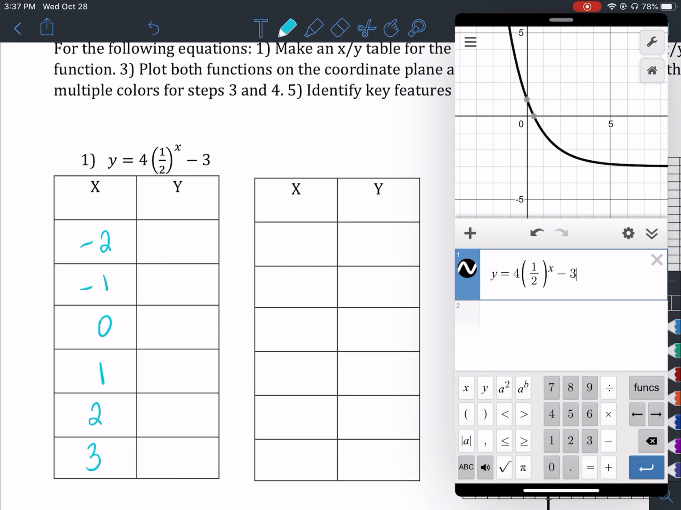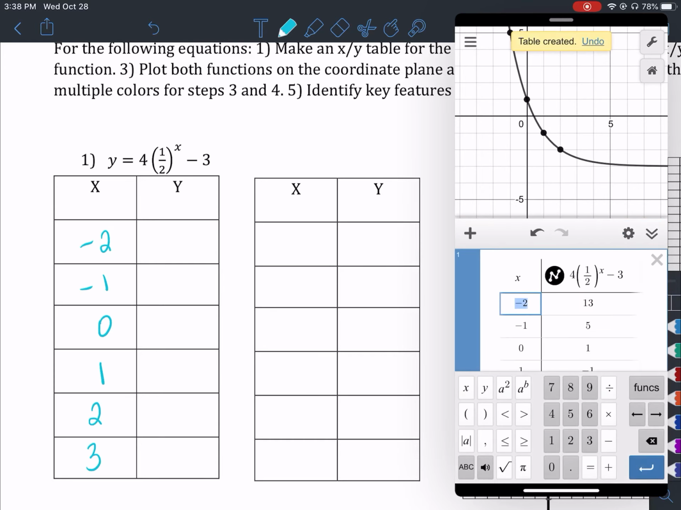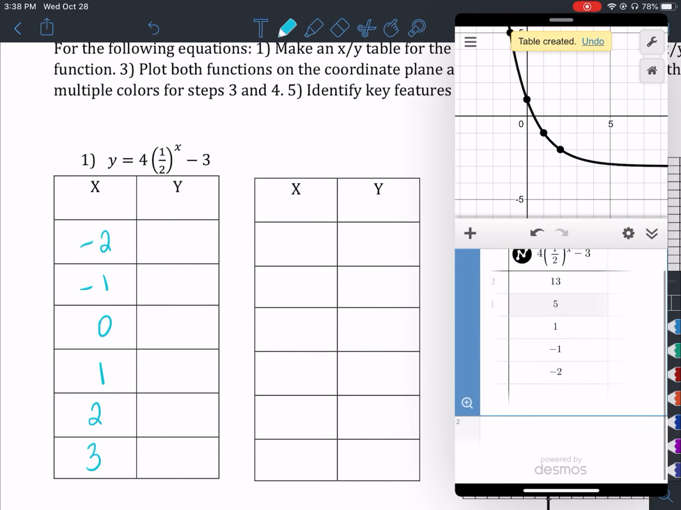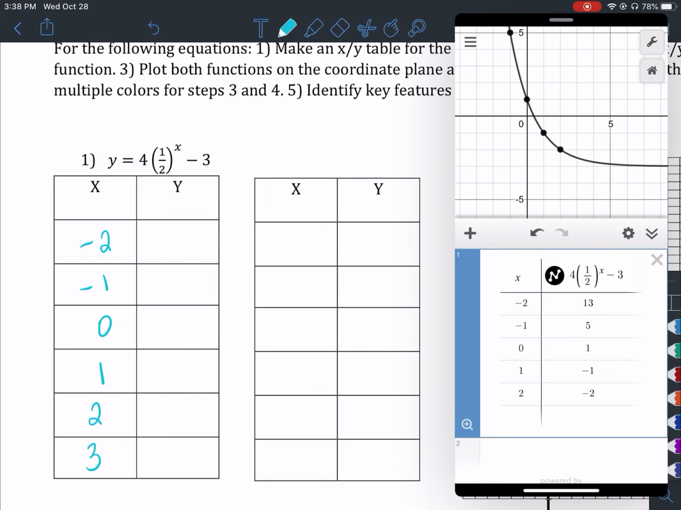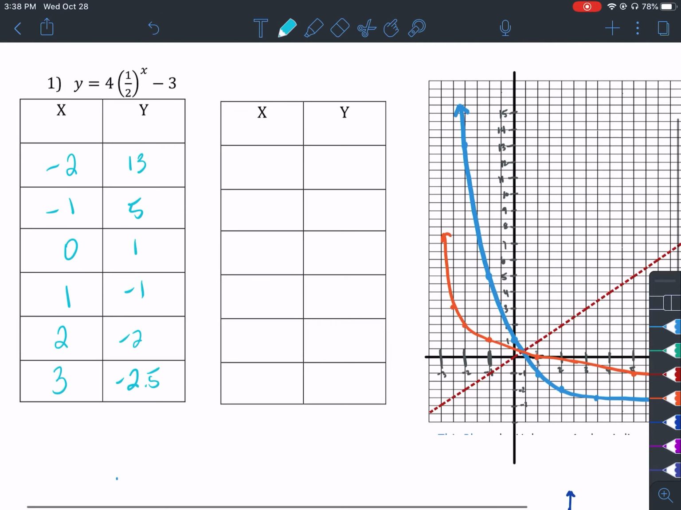Now, to actually get these points, any graphing capability is going to have a table for you. Here, I hit that gear. Now there's this little icon that looks like a table. I click it, and there we go. We have the table itself. So I can now see I have these points. It has most of them for me. So -2 is going to be 13, 5, 1, -1, -2. I'm going to click on this one. When you click on an x value, you can change it. So I'm going to pop in 3 and it gives me -2.5.